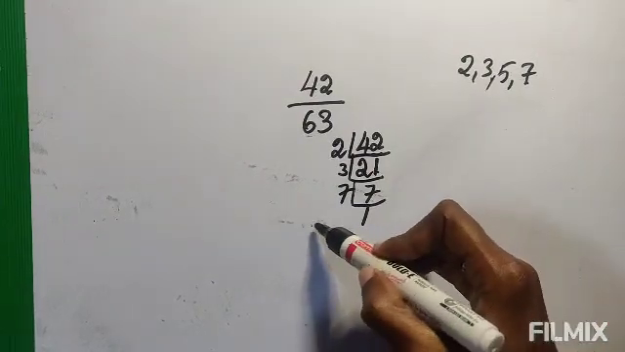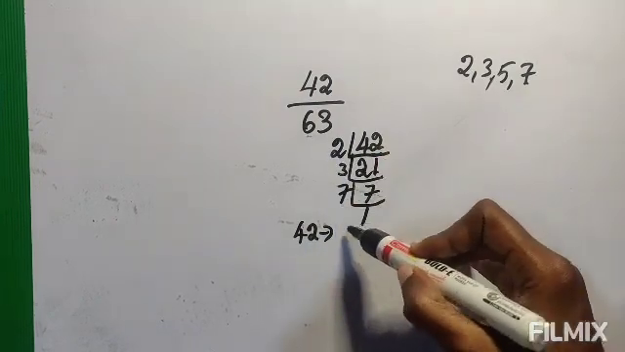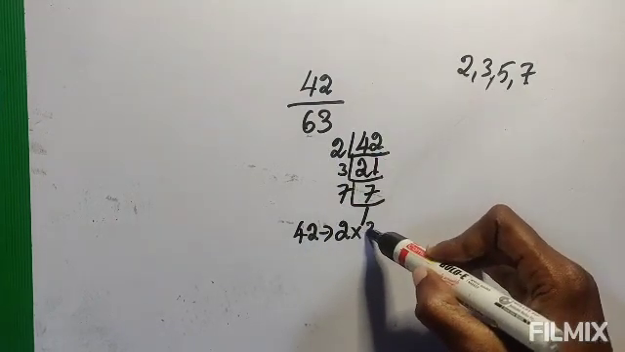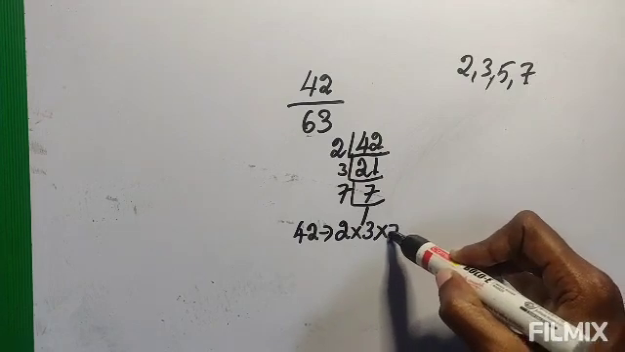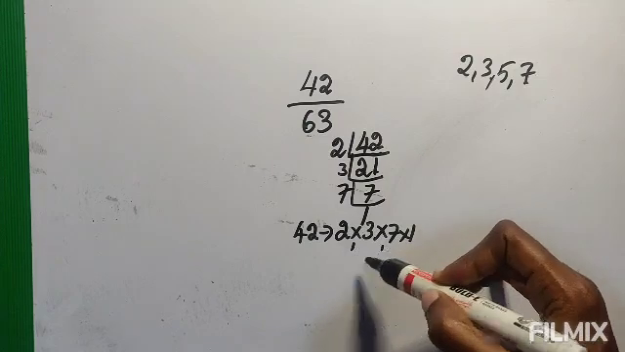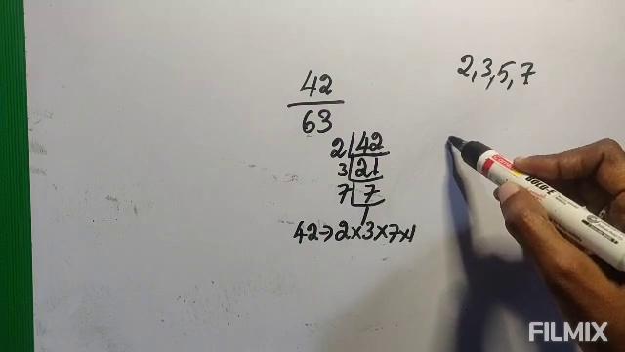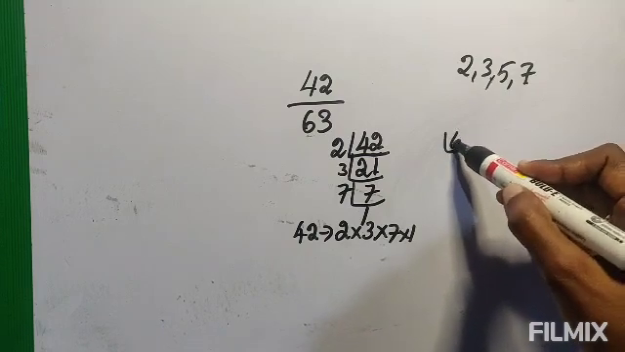So the prime factors of 42 you have to write in multiplication. You cannot write in commas, you have to write in multiplication. Here the multiply symbol should be there, not a comma. Comma you should not write. Now, the same way, we will find the prime factors of 63.